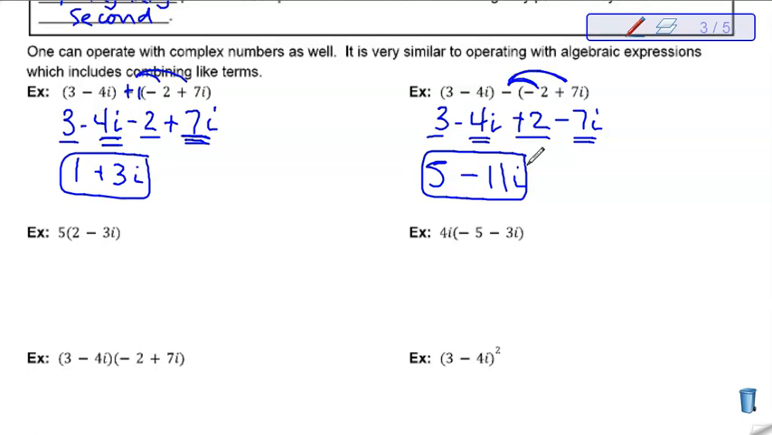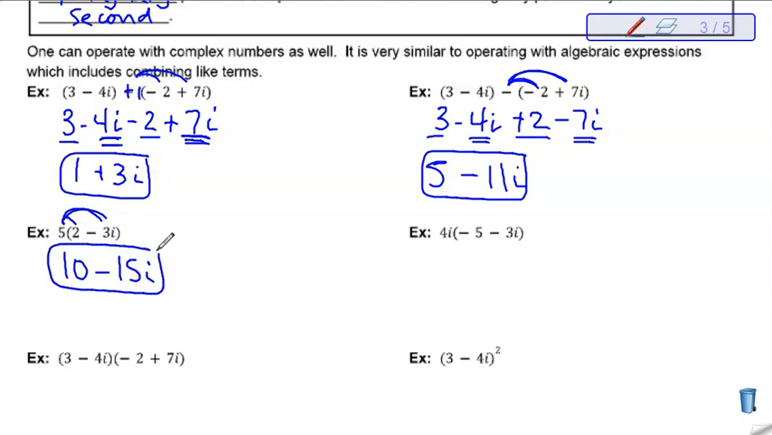All right, moving right along. We end up multiplying a complex number by a real number. 5 is a real number times this complex number. We're going to treat it as distributing. We're going to multiply 5 times 2 to get 10, and 5 times a negative 3i to give us a negative 15i, as part of my complex number, and that would be my answer.